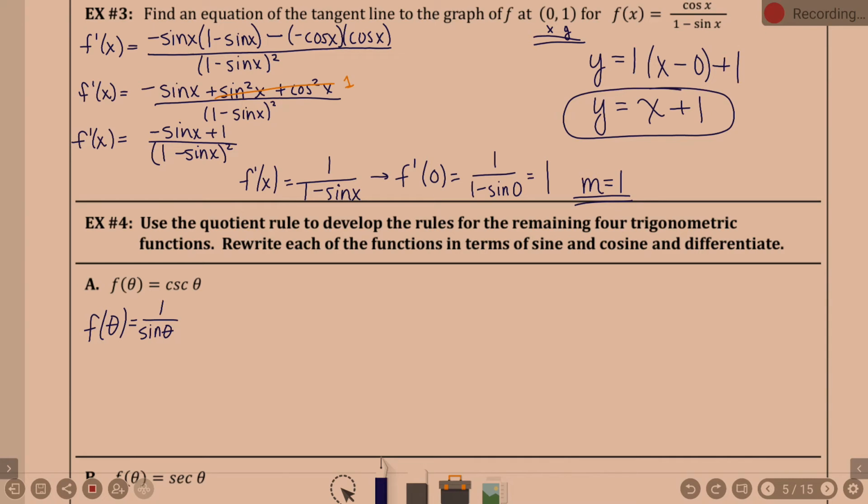We're ready to find the derivative. I find it interesting that they do cosecant first. I would do this one last, but we're going to find the derivative.